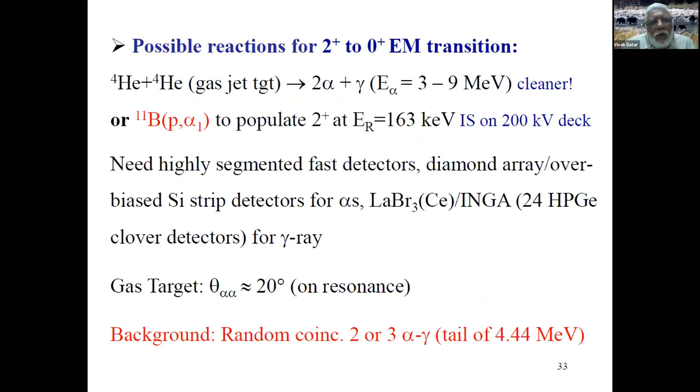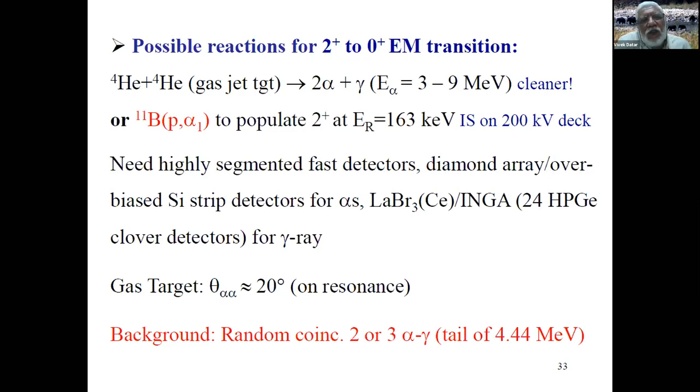And there are two main possibilities, I think. One is to use a gas jet target. What we used in these two experiments was an extended gas target. So it would be much better to have a gas jet target of the size of, let's say, 2 millimeter or 3 millimeter by 3 millimeter, and with a sufficient number of atoms of the order of 10^17, 10^18 per square centimeter. And this could be done very nicely at the Sahai Institute accelerator, which is getting commissioned presently. You could span the resonance region from 3 to 9 MeV in the lab. And that would be a much cleaner way of doing it.